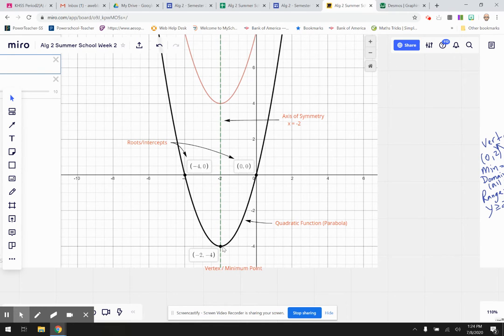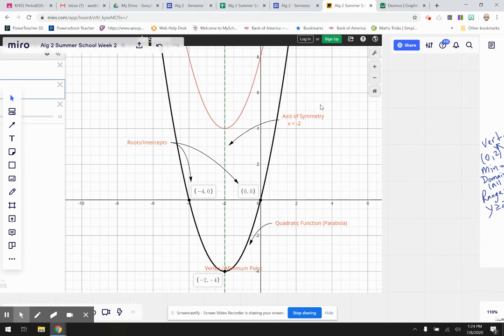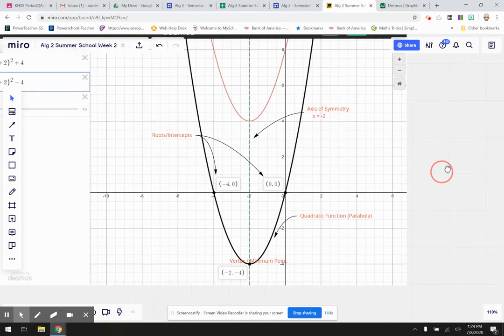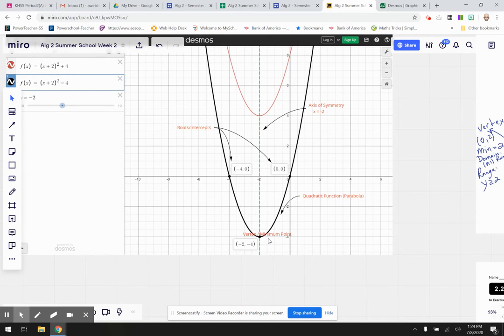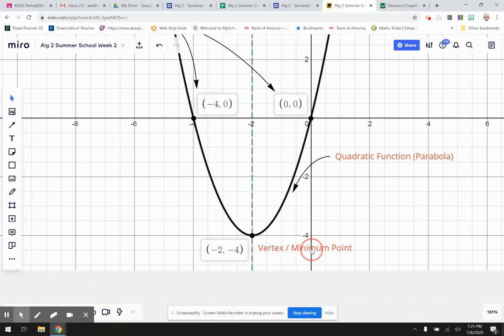And it has a vertex on it, which is also called a minimum. If it's an upward U-shaped graph, it's going to have a minimum. If it's upside down, then it's going to have a maximum. It's going to be the highest point at the top and then going downward. This one has a minimum because it is going upward.